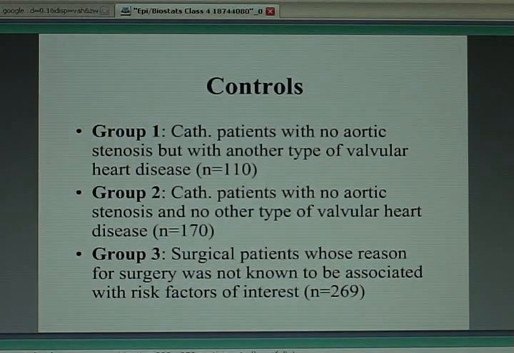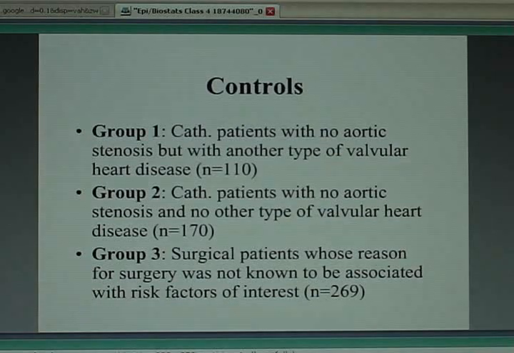procedure at the Brigham and Women's Hospital, my hospital where I work. And that procedure was not expected to be caused by any of the risk factors of interest for us. So it wasn't a disease or a problem that was caused by hypertension or cholesterol or smoking or diabetes or a family history of heart disease. This group was selected by my colleague for this particular study.